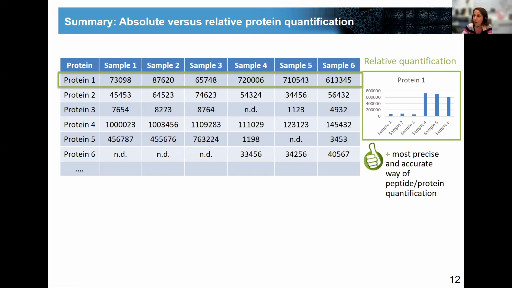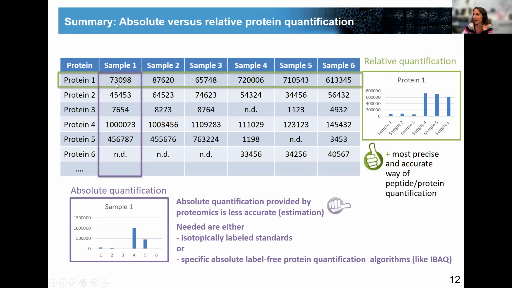But proteomics can also do absolute quantification and thereby compare different proteins in one sample. And then the plot that you generate is per sample, and now you have all the proteins listed here. And here you will find out now that protein 4 is the highest abundant protein in that sample, and it's twice as abundant as protein 5 and 10 times more abundant than protein 2. And to do this type of absolute comparison, you either need isotopically labeled standards or you need to work with a specific algorithm for absolute quantification, and iBAQ is one of them. There are many others as well.